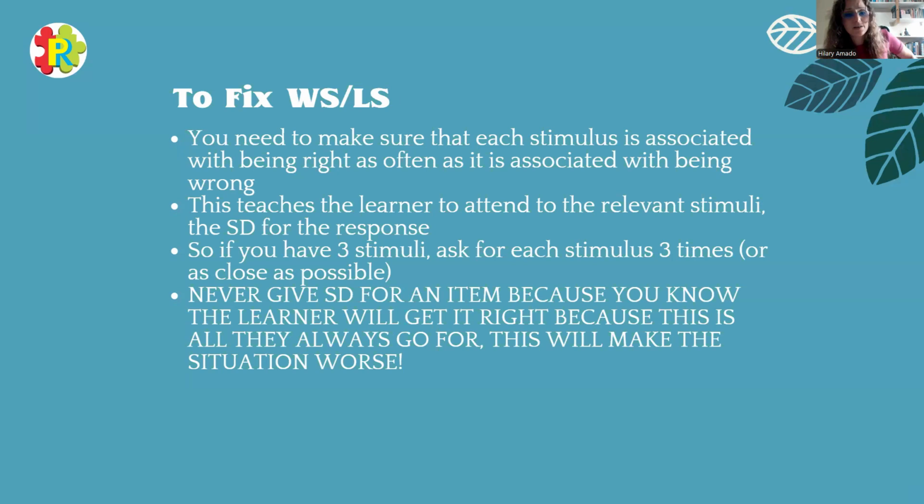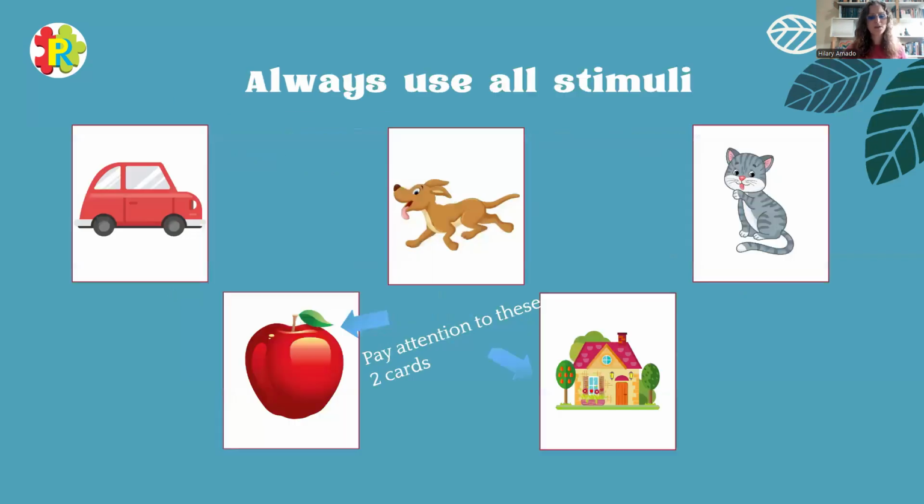The important thing here, though, is you never want to give an SD for an item because the learner will get it right because they always go for it. This is just going to make the situation worse. So let's take a look at an example here. You always want to make sure to use all stimuli. And during this trial, I want you to pay attention to these 2 cards, the apple and the house.